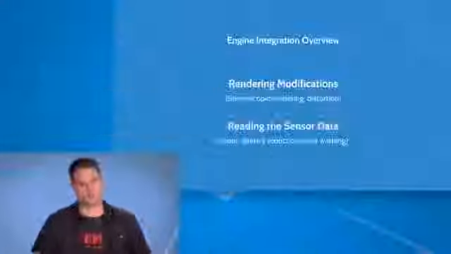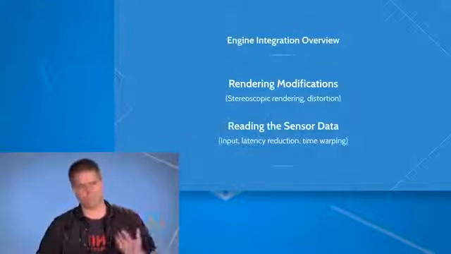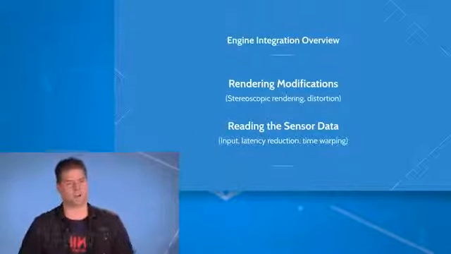So with that, I'm going to go into the engine integration overview, and there's 2 main components of that. In order to get the Rift working with UE4, the first thing we had to attack was the rendering modifications that were needed. So we had to make things render in stereoscopic so we could have 3D, and we had to do the distortion pass. And then the second thing we had to do was account for the latency.